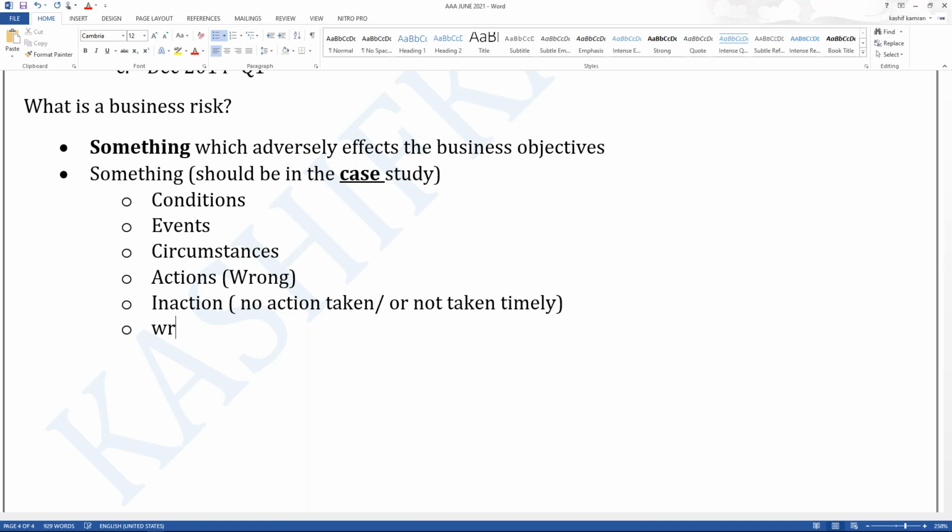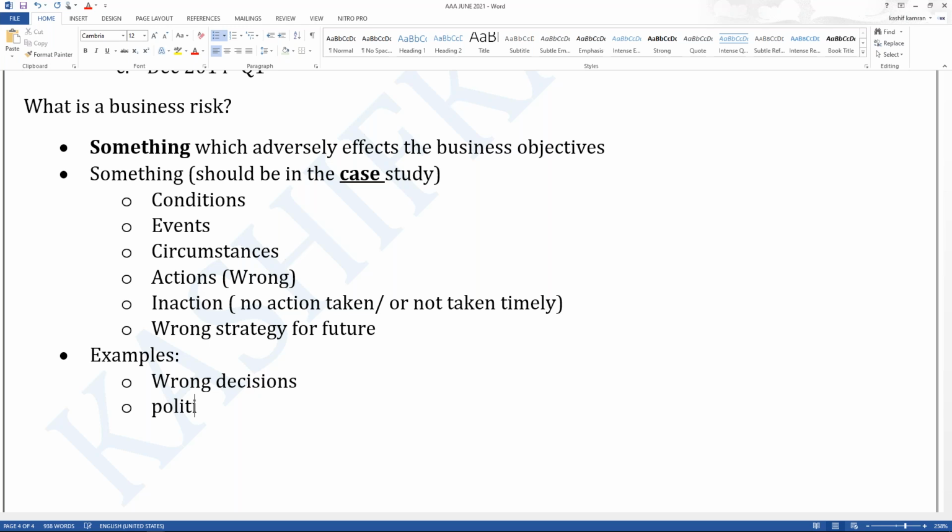And even a wrong strategy. Sometimes the business makes a wrong strategy for the future, and that also affects your business objective. Do you believe setting the right strategy is very important? And if you set a wrong strategy, will that result in an adverse effect on business objectives? You agree with me or not? Do you believe a wrong strategy has a very adverse impact? So, what are examples? Do you believe wrong decisions affect your business objectives?